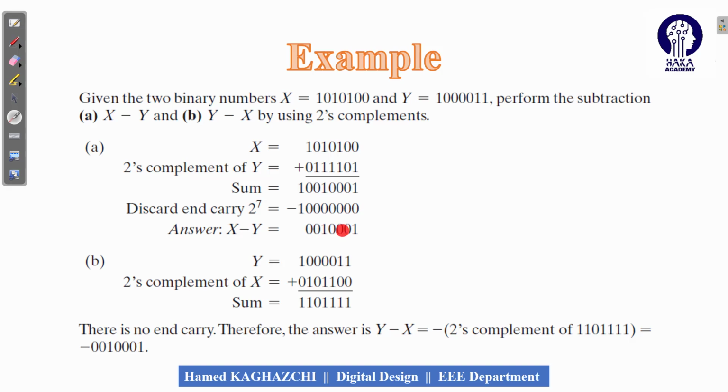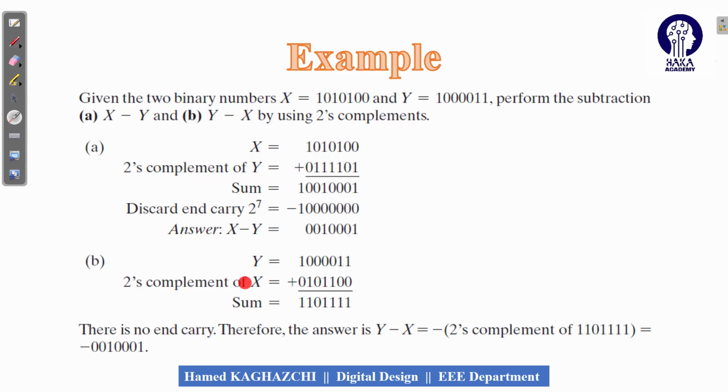0, 0, 1, 0, 0, 0, 1. The answer of x minus y is this. Discard the carry, the rest is this. Now, what about y minus x? In the case of y minus x, this time x is our subtrahend. It means that I have to take the 2's complement of x for doing this subtraction.